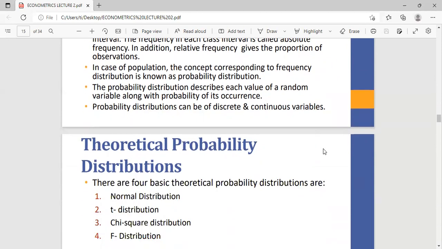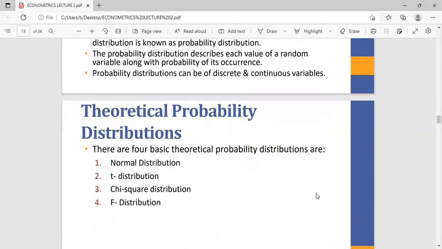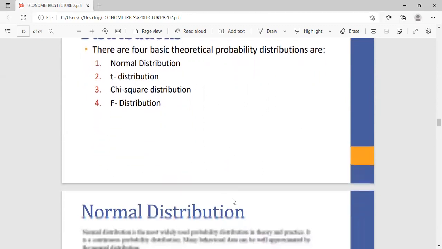Now let us discuss theoretical probability distribution. These are four very popular probability distributions: normal distribution, t distribution, chi-square distribution, f distribution. I am not going to discuss binomial distribution right now, or Poisson distribution or exponential distribution. You must be acquainted with these distributions. And for the normal probability distribution, please remember, this is a continuous probability distribution. So let us discuss these important types of probability distribution.